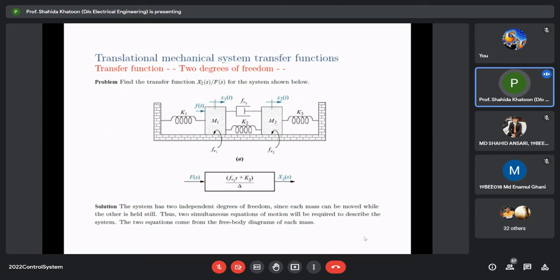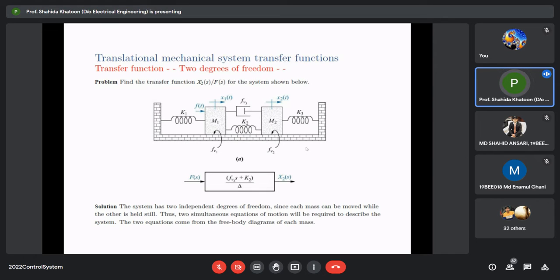Let us take a numerical example. Suppose this is the problem. We have this system, and you have to find the transfer function X2(s)/F(s) for the system shown in the diagram. I want you to note down this problem and try to solve it on your own.